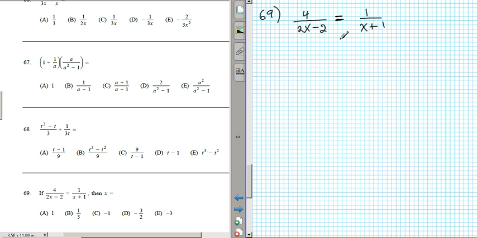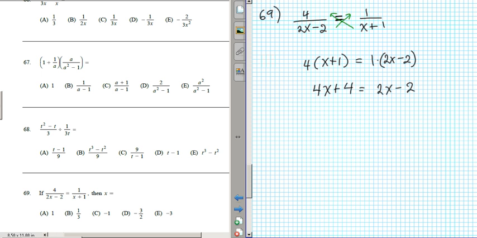To cross multiply, you're going to have 4 times x plus 1 equals 1 times 2x minus 2. When you cross multiply, the denominators just go times the top on the other side. So this times that, and this times that. When you multiply, you have 4x plus 4 equals 2x minus 2.